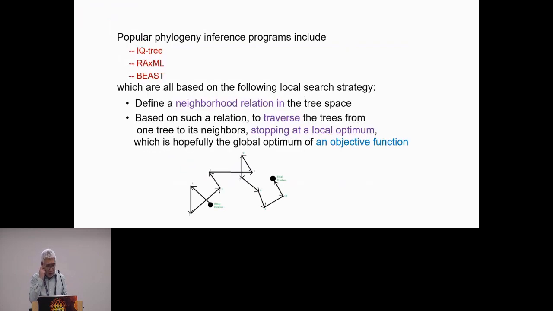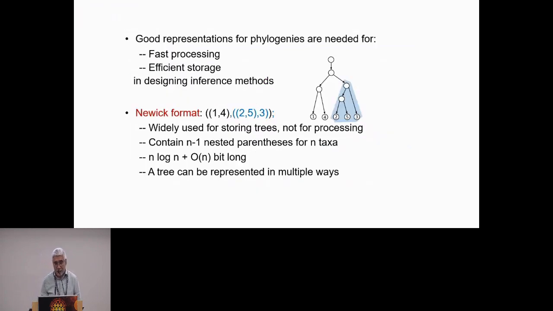This is a popular method. IQ-TREE, RAxML, BEAST, all these tools are based on the following search strategy. Basically, you define a neighborhood relation in the tree space. Then based on such a relation, you traverse the tree space from one tree to the neighboring trees, stopping at the local optima according to an objective function. Such a strategy requires a good representation for the trees.